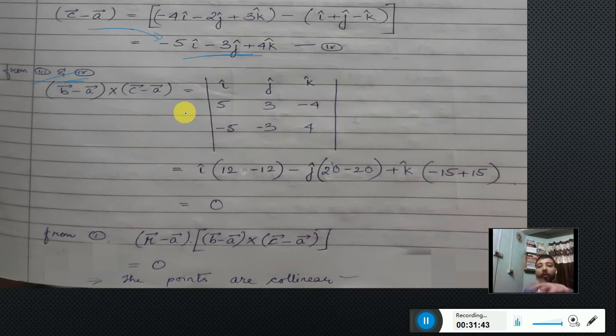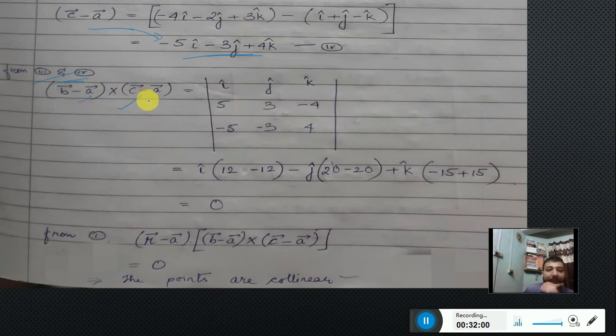Okay. Now why am I doing 3 and 4? First I need to find the cross product. If I find the cross product, then I will dot with that. Doing dot is much easier than finding the cross product. So I have done the cross product. You know how to find the cross product.